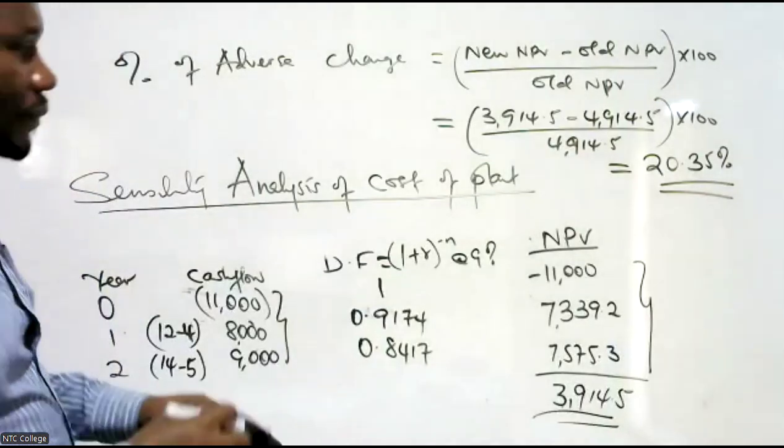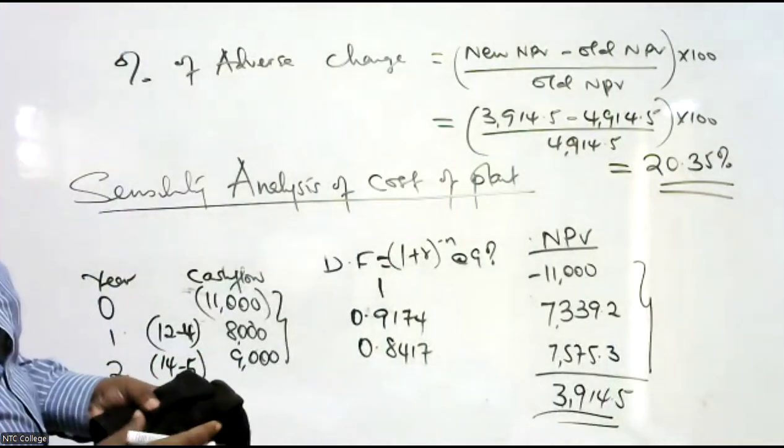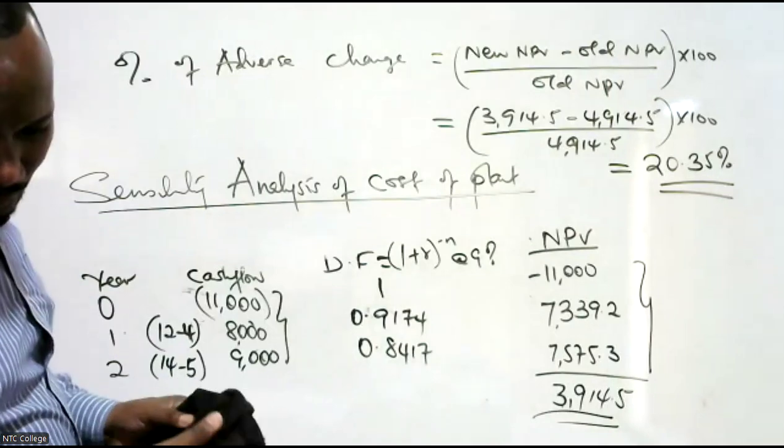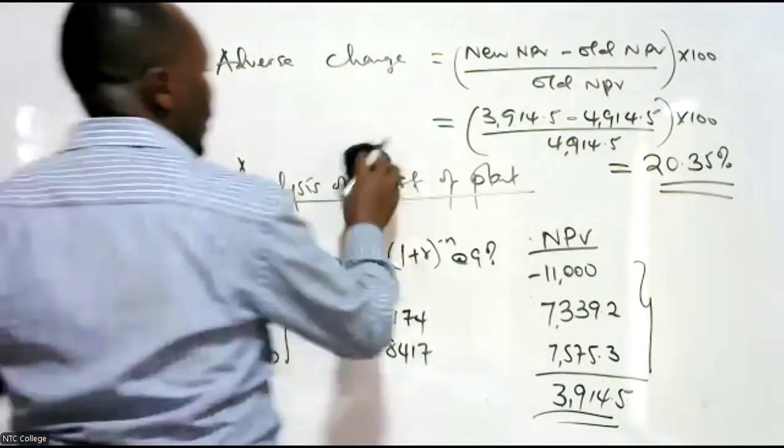Let's now vary another one. We are told that we can vary revenue or running cost. So running cost.